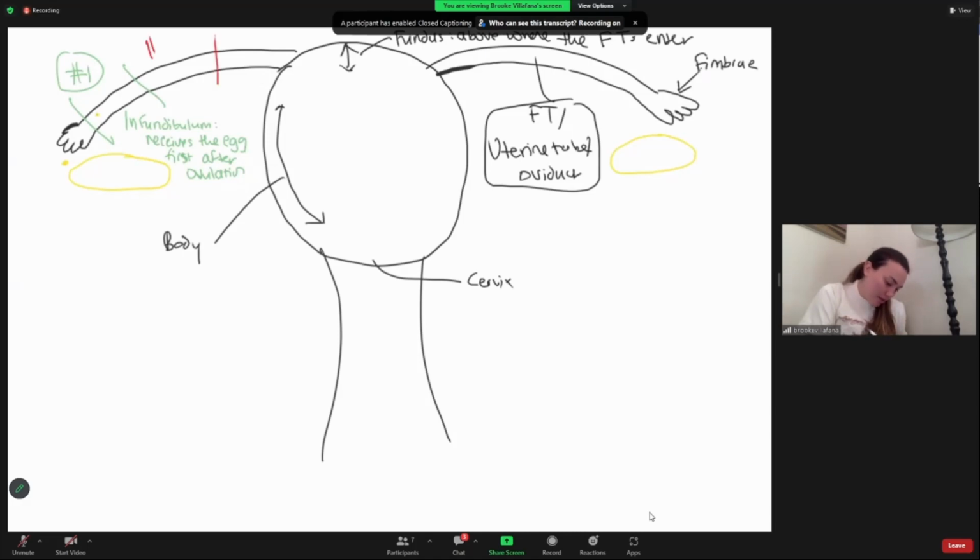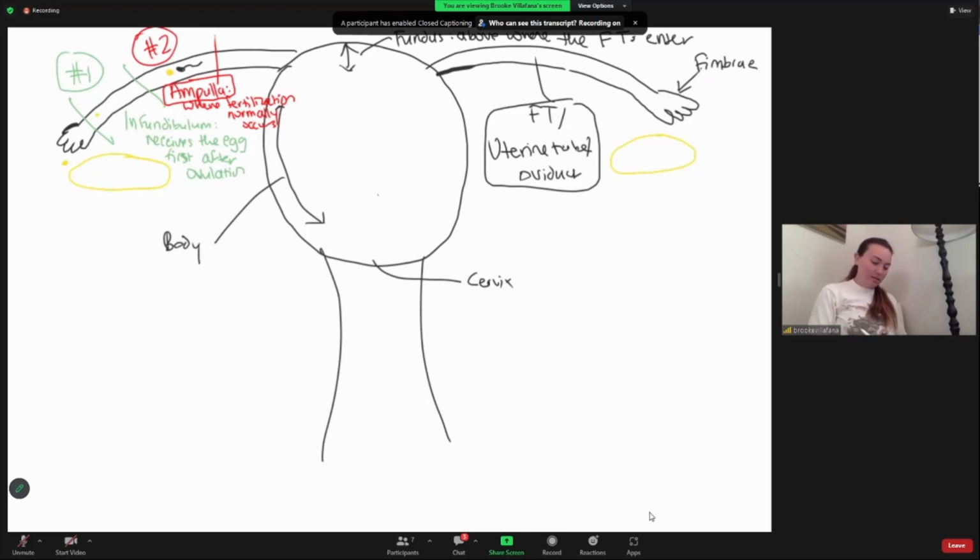Then we have the second part of the fallopian tube, the ampulla. The ampulla is where fertilization normally occurs. So that would be a good thing to know for your test. Ampulla, where fertilization, and remember, fertilization is the meeting of that egg with that sperm. So when ejaculate would come in, the sperm would be swimming all the way up on their way to the ampulla to try to meet up with an egg.